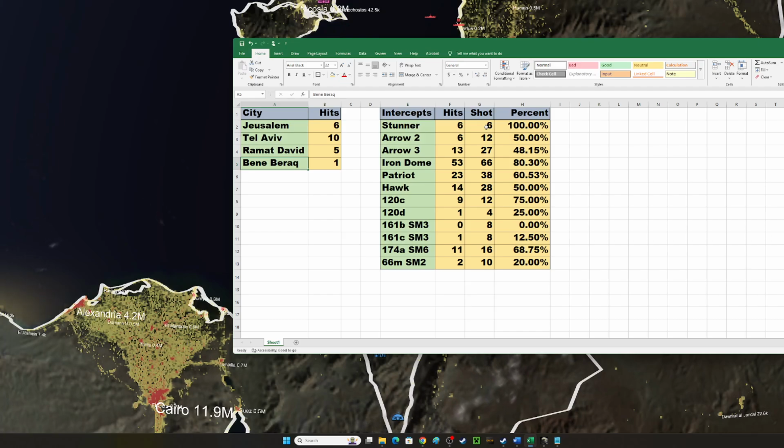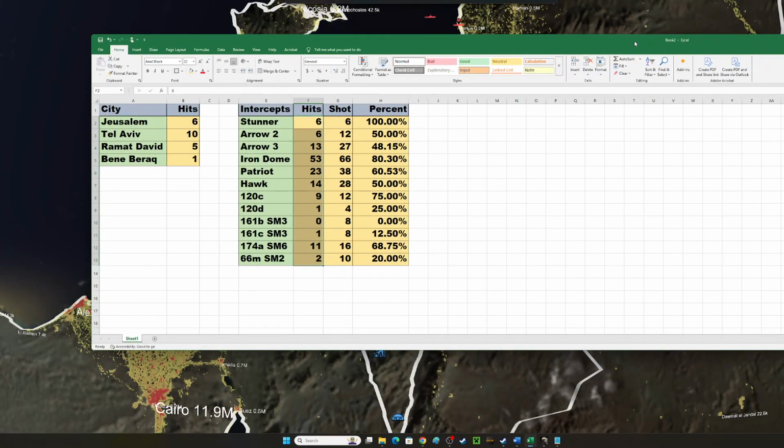So overall, I believe we would have had, let's see here, 139 intercepts. I think I sent off about 174 missiles. We had 22 get through. So I'm counting about 161.